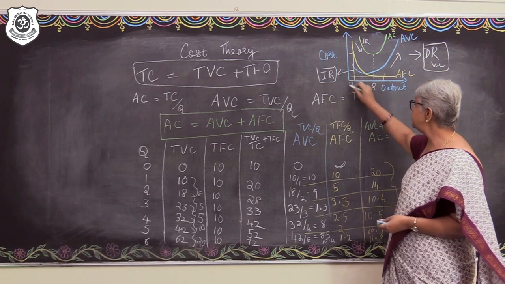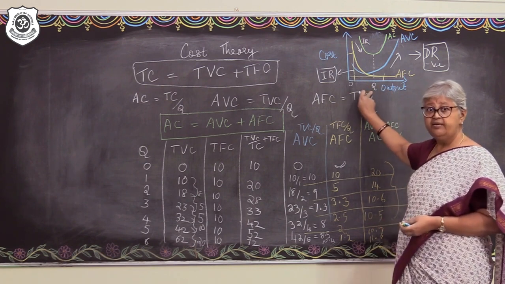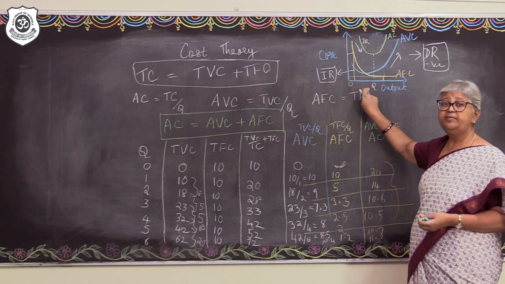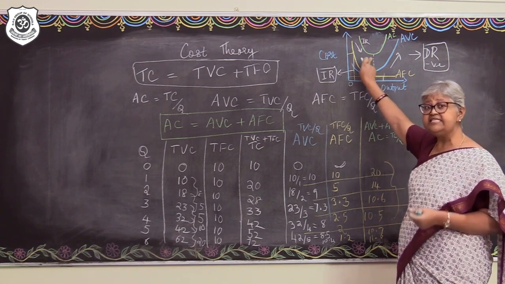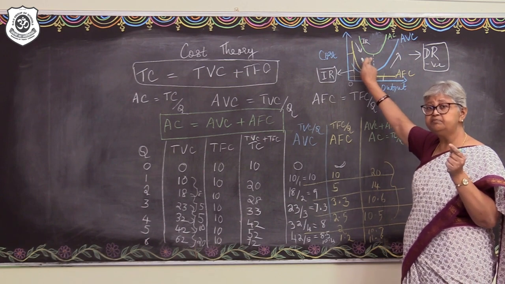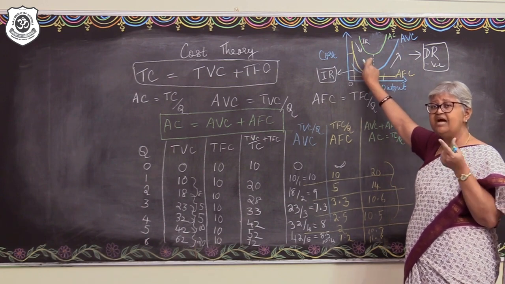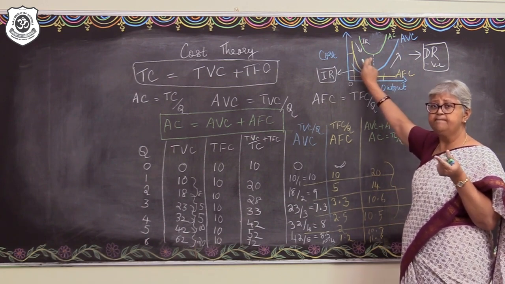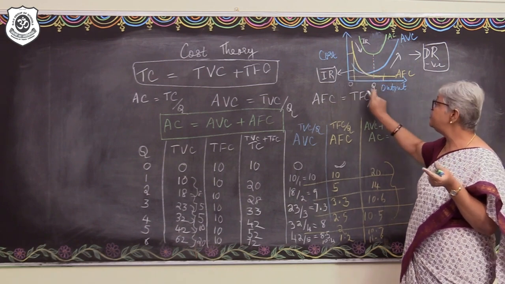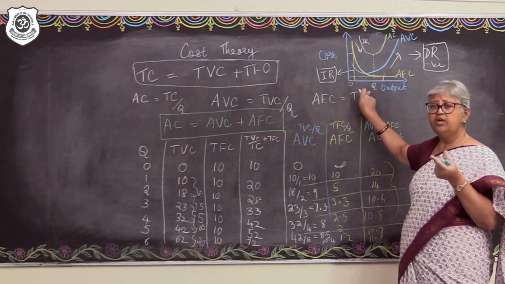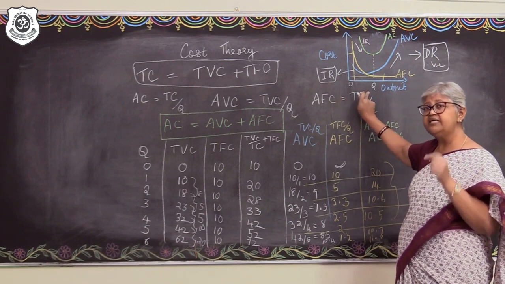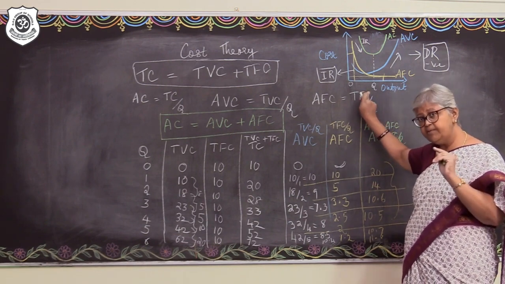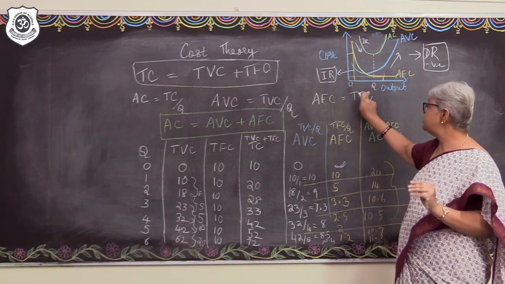Right? So let's understand that this OQ level is probably the optimum output level, where ideally the AC is going to be at the minimum. Fine? The average cost is going to be minimum, right? And this level of output OQ is the optimum level of output without straining the fixed factors, with a minimum per unit cost.